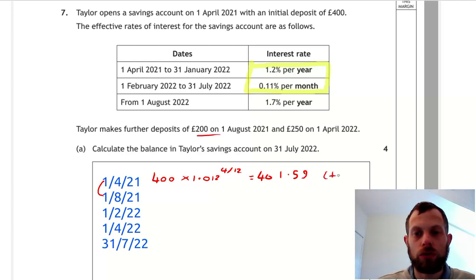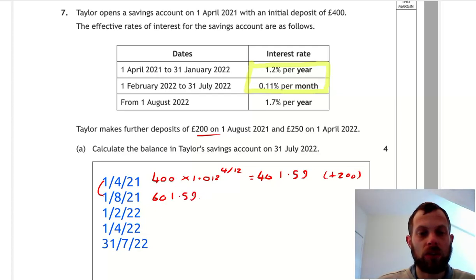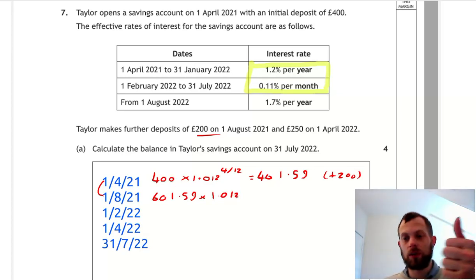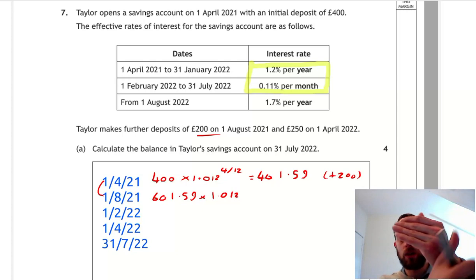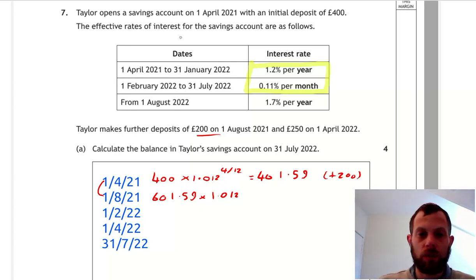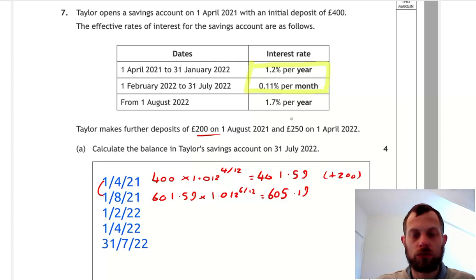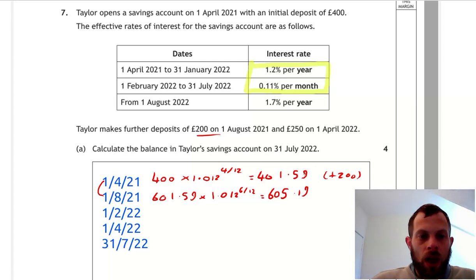So we add on 200 to this, and then for the next compound interest calculation, we are starting with £601.59. Now the interest rate here has not changed. We're still at 1.2%. Let's count the months. So it's 8, 9, 10, 11, 12, and 1 for January. 6 months. We don't count February because it's only till the end of January that we have the 1.2% a year. So the result of that is going to be £605.19. Then what is happening is the interest rate is changing to 0.11% a month, but there is no cash flow at the 1st of February.